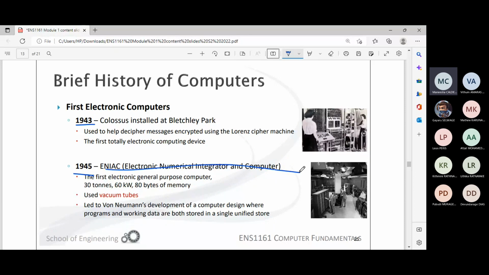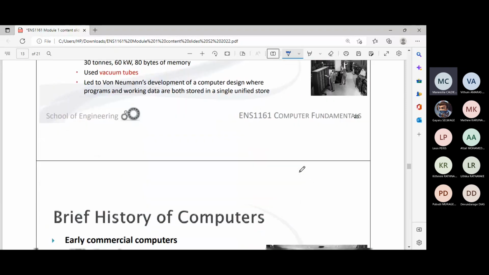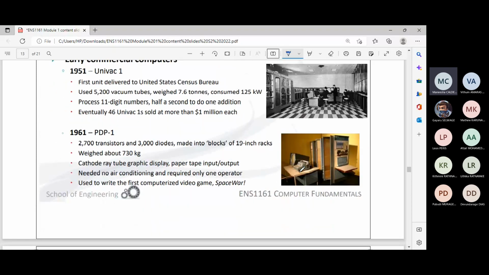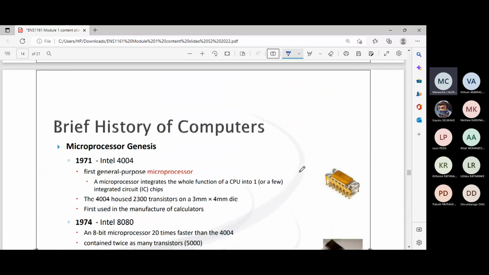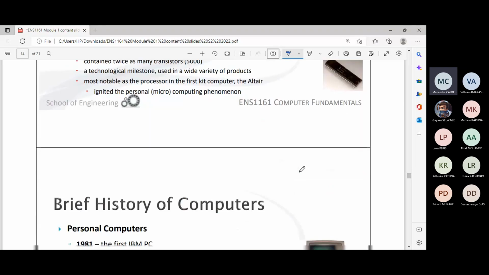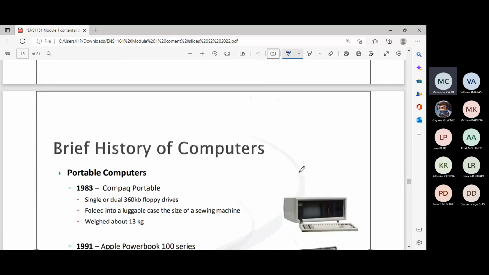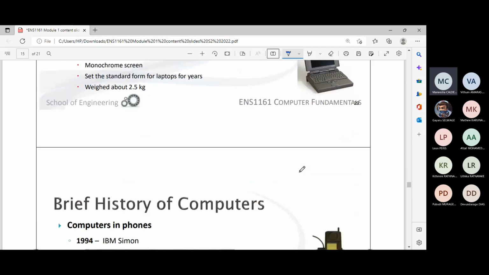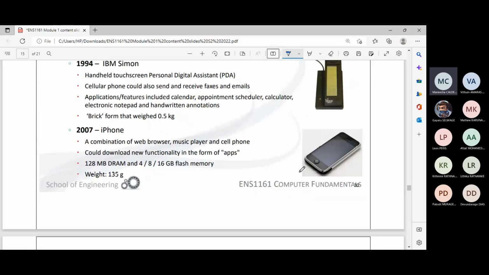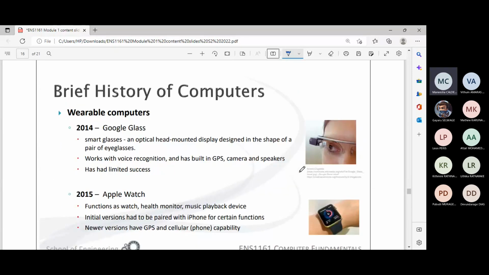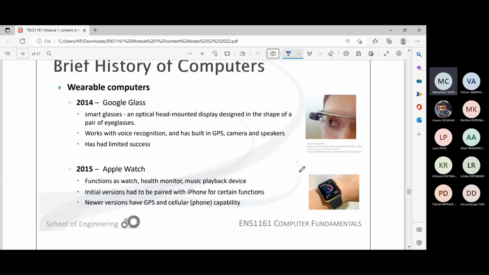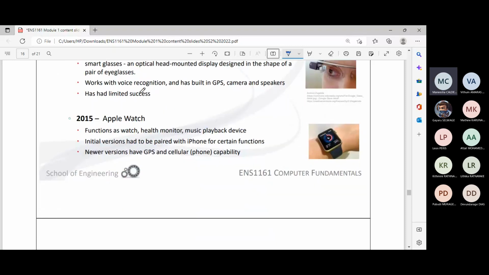1942, 1945. I'm pretty sure you all learned these things in grade 10 or 11, about these historical stories and how computers evolved into different levels like personal computers. So I don't want to dwell on these things; I'll just skim them. The brief history comes to an important point with wearable computers and other things, like smart watches.